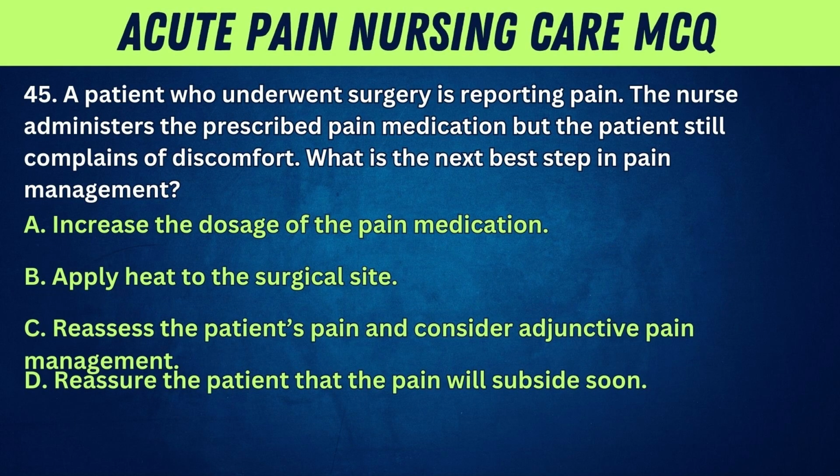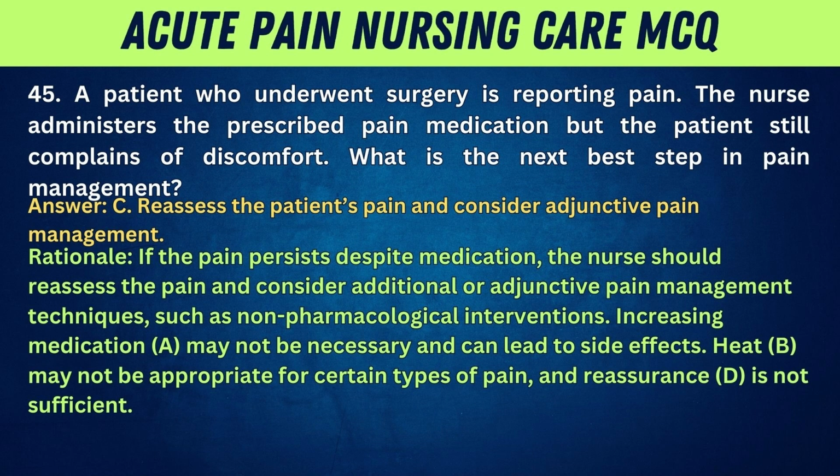45. A patient who underwent surgery is reporting pain. The nurse administers the prescribed pain medication, but the patient still complains of discomfort. What is the next best step in pain management? A. Increase the dosage of the pain medication. B. Apply heat to the surgical site. C. Reassess the patient's pain and consider adjunctive pain management. D. Reassure the patient that the pain will subside soon.